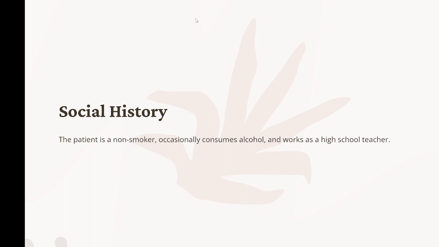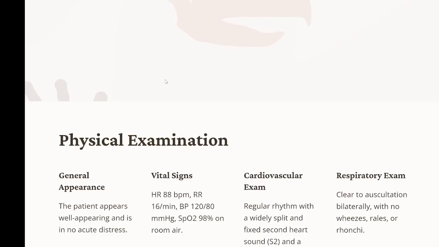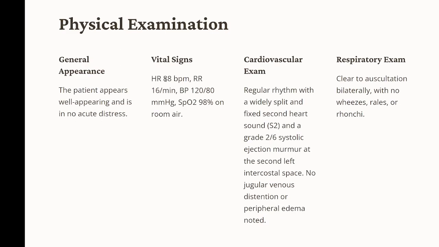Cardiovascular exam: regular rhythm with a widely split and fixed second heart sound, S2, and a grade 2/6 systolic ejection murmur at the second left intercostal space. No jugular venous distension or peripheral edema noted. Respiratory exam: clear to auscultation bilaterally, with no wheezes, rales, or rhonchi.